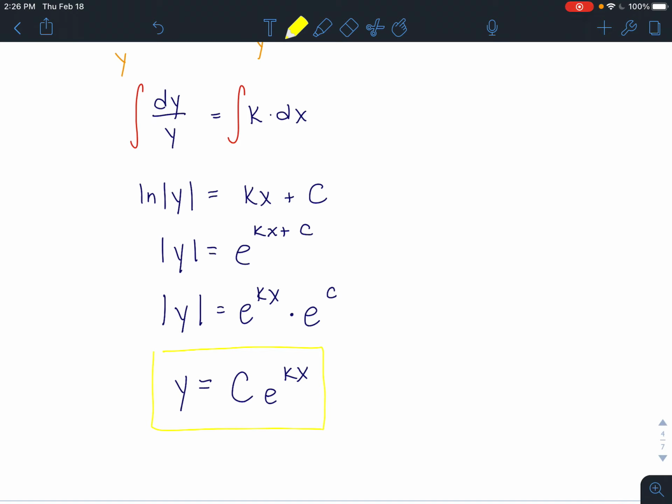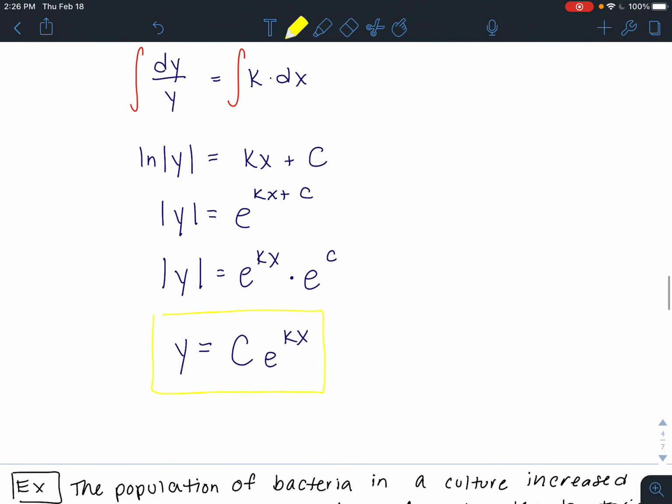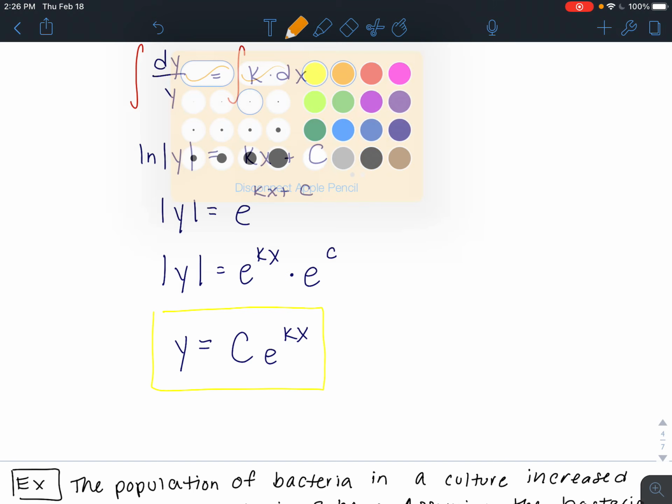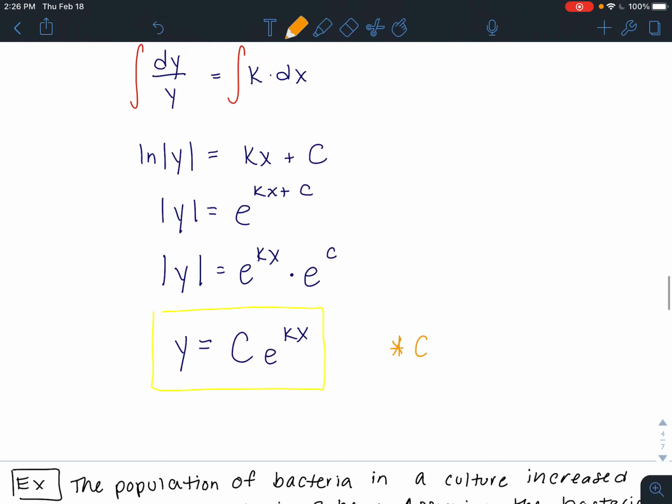So this is your general format of what the solution curve to a differential equation that starts in that same format of k times y looks like. So if you start with dy over dx equals k times y, the solution curve is always y equals c times e raised to the kx power. And in this case, the c represents the initial value. So that's your value at x equals 0, or whatever the independent variable is there.